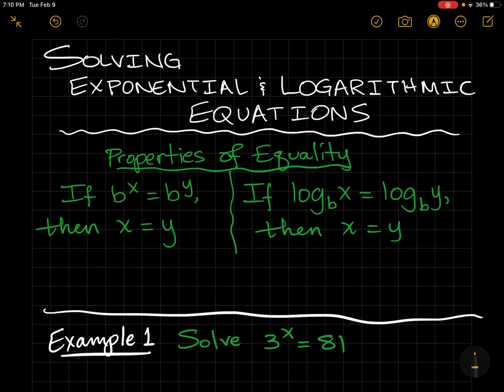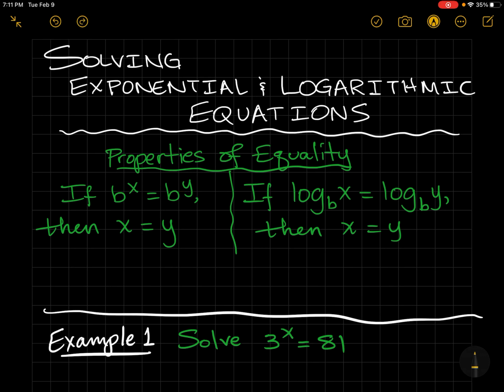Today's lesson is on solving exponential and logarithmic equations. First of all, let's take a look at a couple properties of equality. If you have two exponentials and the bases are the same, then the exponents must be the same. So what you can really do is just take the exponents and make a new equation if they're the same.